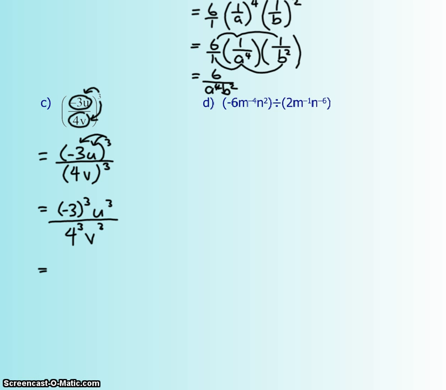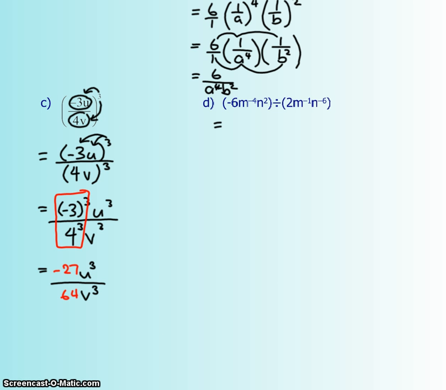And since this guy is our coefficient, we want to figure out the answer. So negative 3 cubed is negative 27. 4 cubed is 64. And I'm just going to write the variables beside it. Okay, now if you can break down your fraction, you want to break it down. And I don't believe that negative 27 over 64 can break down any further, so we're just going to leave it the way it is.